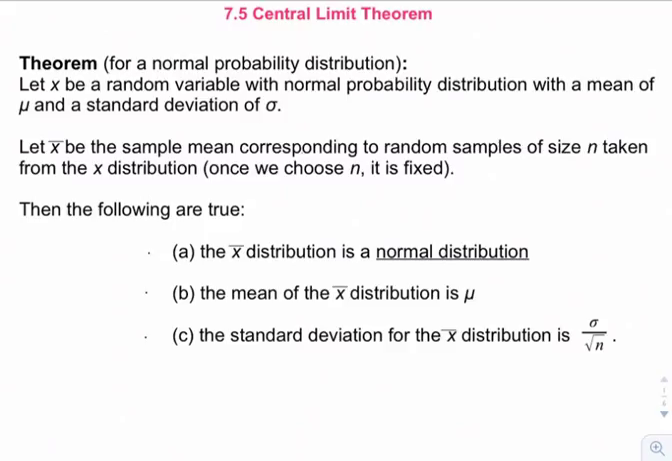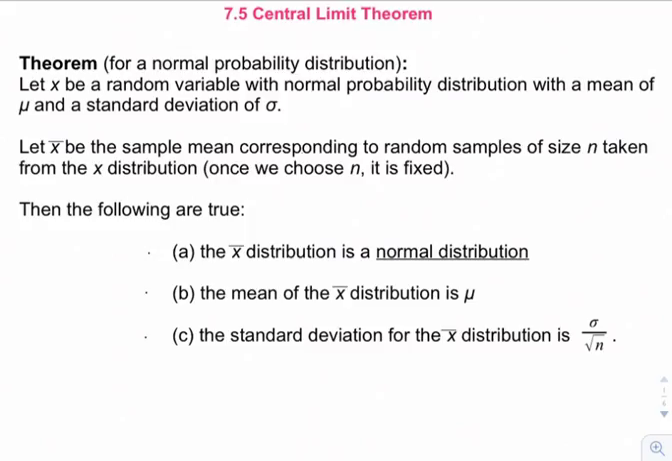Okay, we're going to talk about the central limit theorem and a couple of examples. So the central limit theorem tells us about the relationship between the distribution of a random variable and its sampling distribution. Remember, a sampling distribution is obtained by taking samples of, say, size n, finding the mean of that sample.